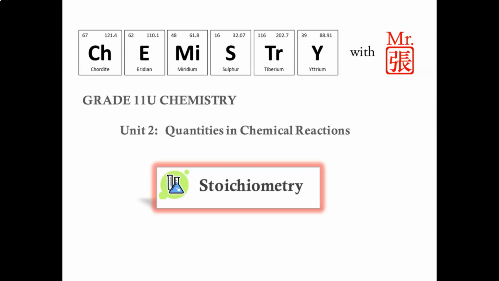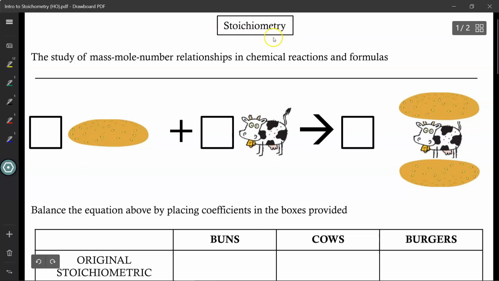In this video tutorial, we will introduce the topic of stoichiometry. Stoichiometry is the study of mass-mole number relationships in chemical reactions and formulas. Let's take a look at this example here.